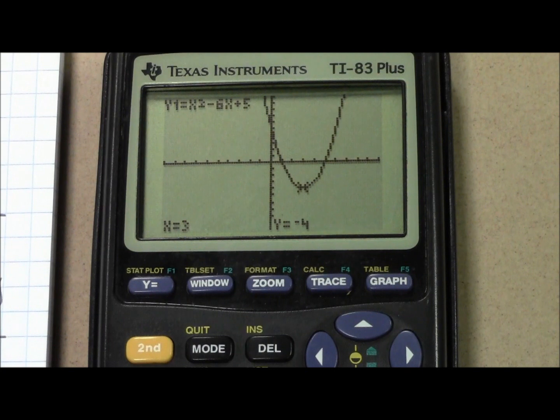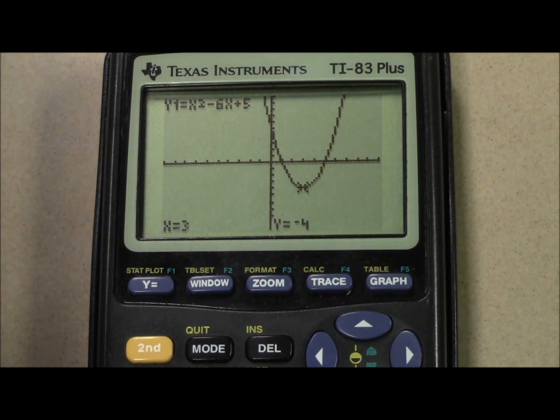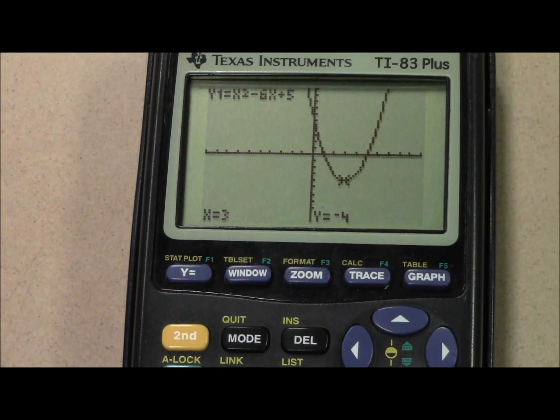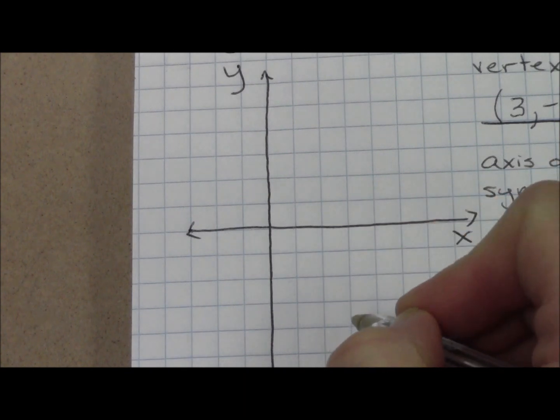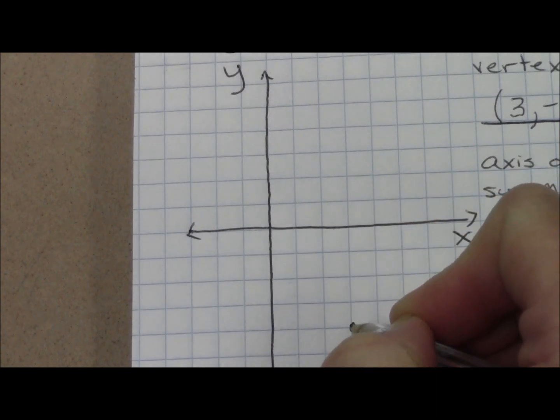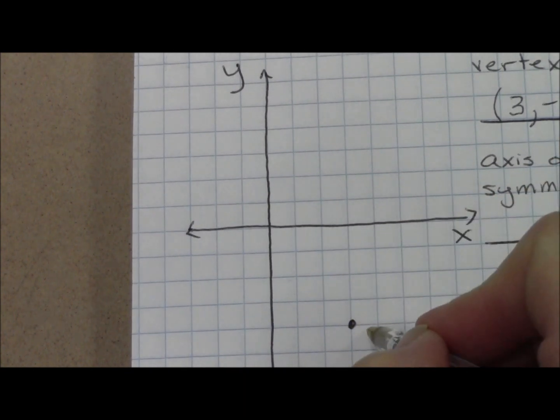And what we can do then is sketch out on some graph paper the way that graph will look, and we can plot that point. Okay, so I'm just going to do that and show you in a second. Alright, so our x and y axes are set up, so we want to plot that point 3, -4. And this will be our vertex point.